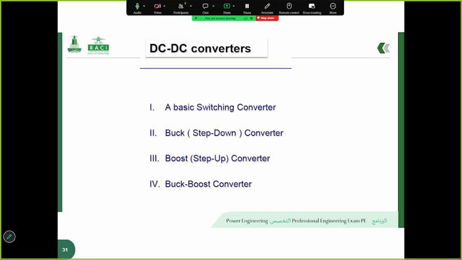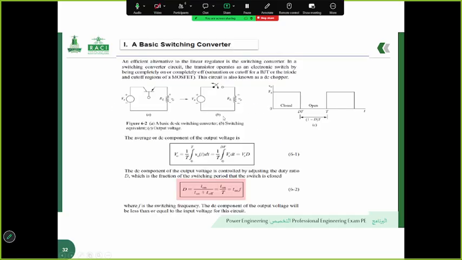I will supplement the theoretical explanations with an analysis of the key design formulas to help you understand the relationship between the voltage, current, and component values in these circuits.